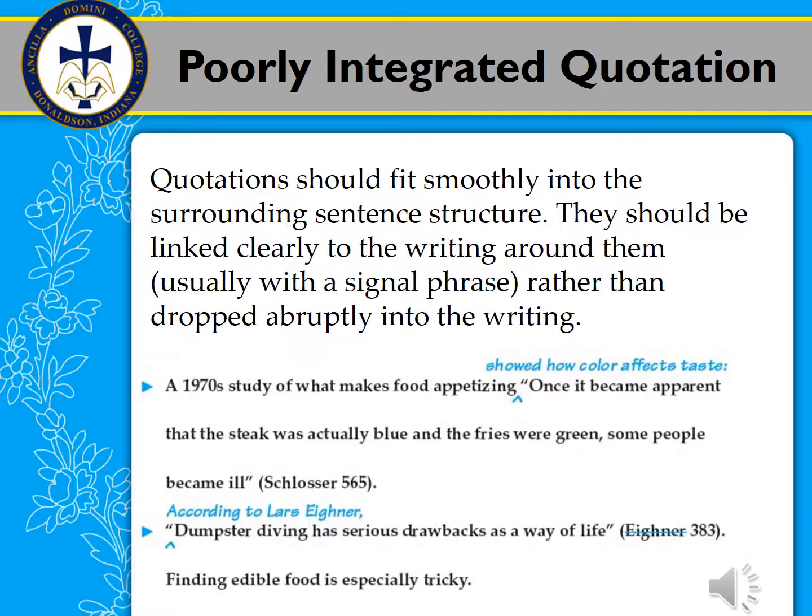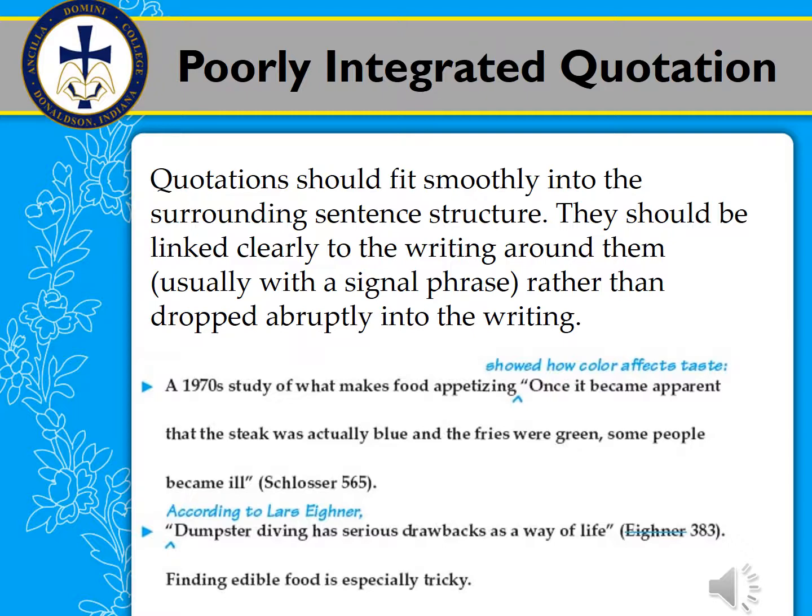So we can see our example here. The person writes a 1970s study of what makes food appetizing, and we need to include those words, showed how color affects taste. And you can see there that the writer is actually setting up the quote, telling what the quote is going to do. So it went from being poorly integrated, where the quote didn't really seem to relate to the words around it, to, by adding those words, it shows what the quote is going to prove, what they're going to support.